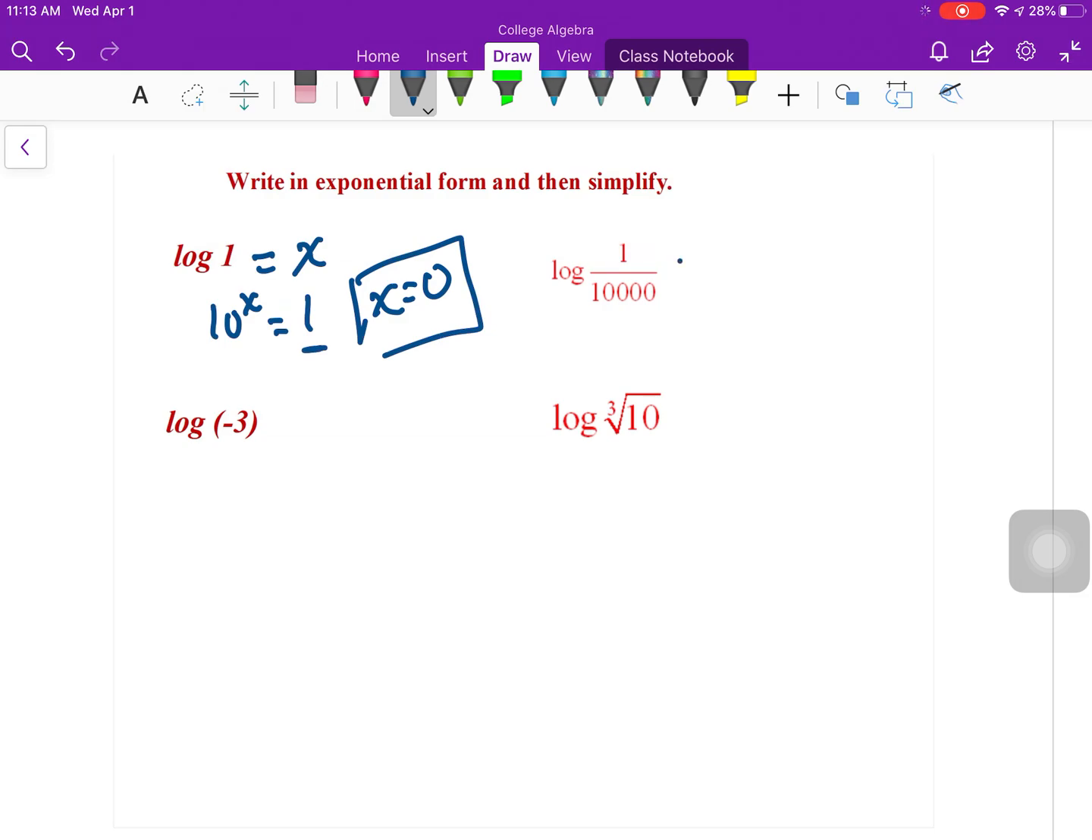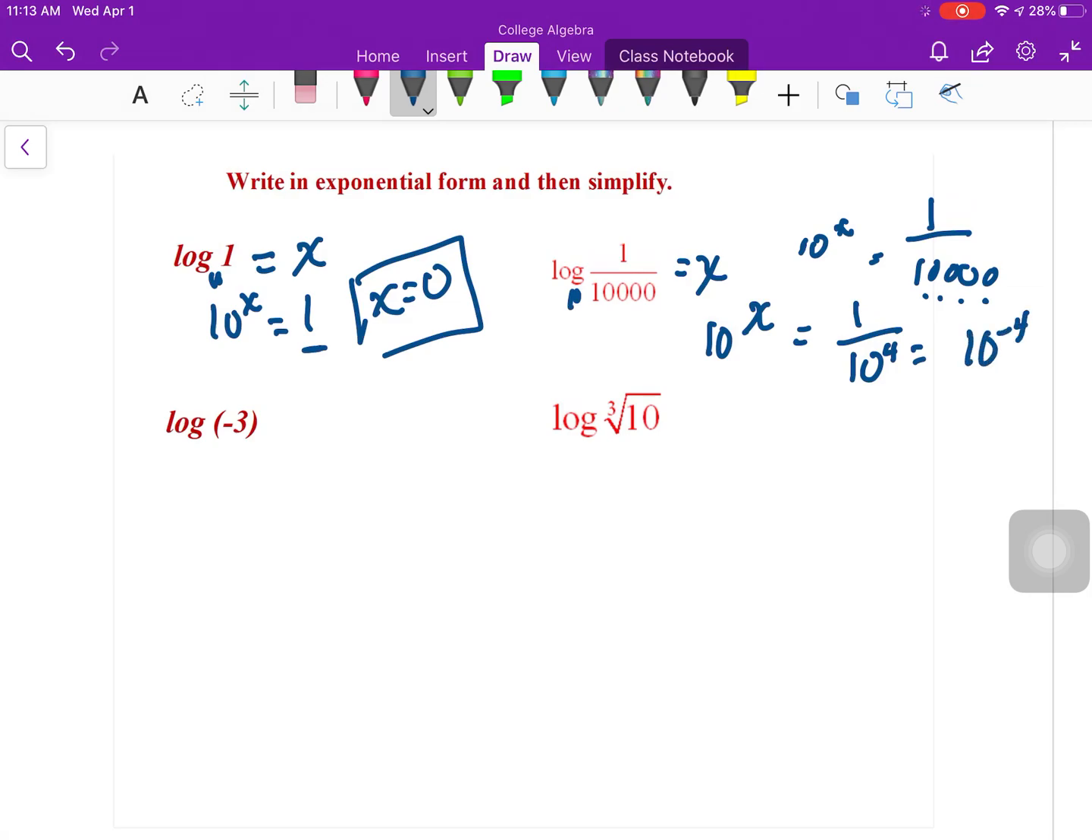Okay, let's try log of 1/10,000th. I don't know what it equals, so we go equals x. So that means my base is 10. 10 to the x equals 1/10,000th. So that means 10 to the x equals 1 over 10 to the 1, 2, 3, 4, which means it is 10 to the negative 4, because I want this to come up to the numerator, so I need a negative power. So x is negative 4.